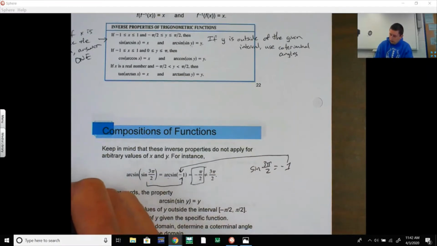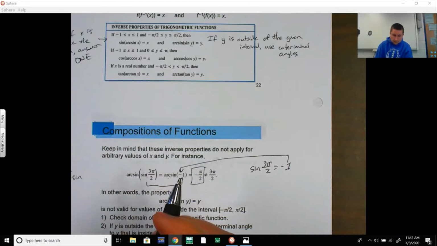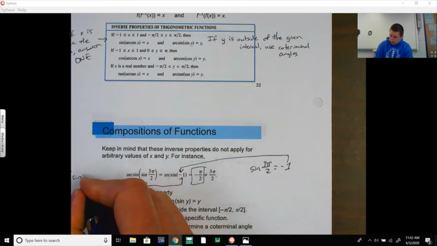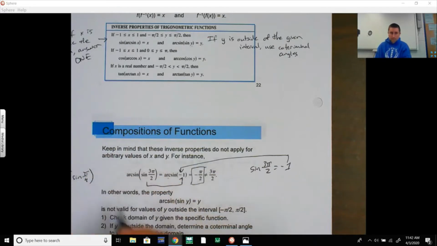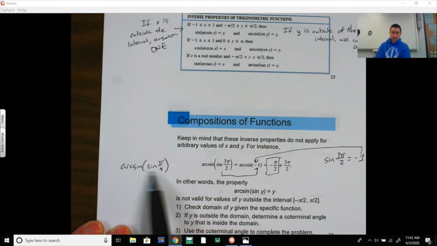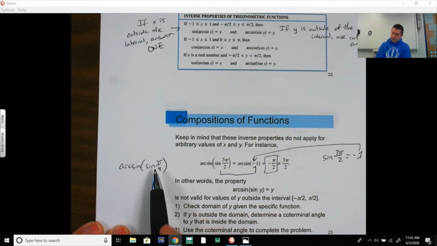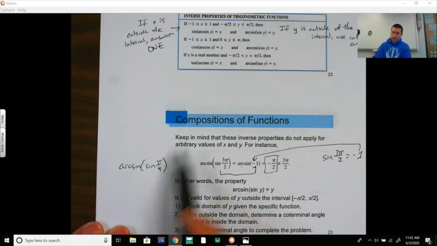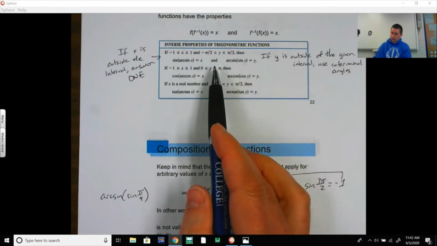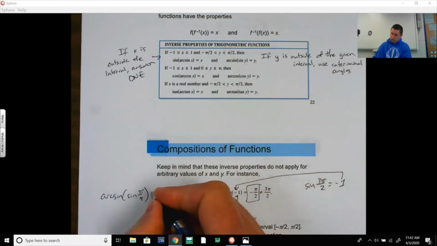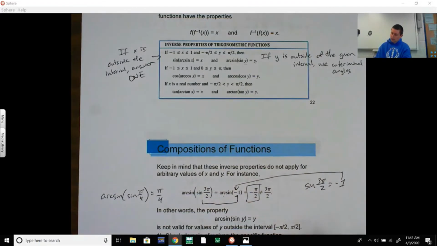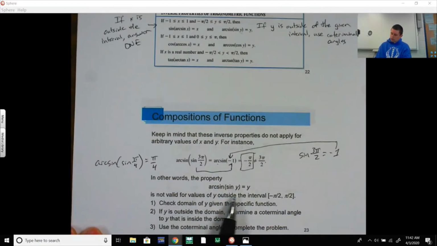Whereas if they gave you something like the arcsine of the sine of pi over 4, the pi over 4 is in this interval. It's in the fourth and first quadrants. So this answer would just be pi over 4. It's just whatever you have there. So this property is not valid for values outside the interval negative pi over 2 to pi over 2.